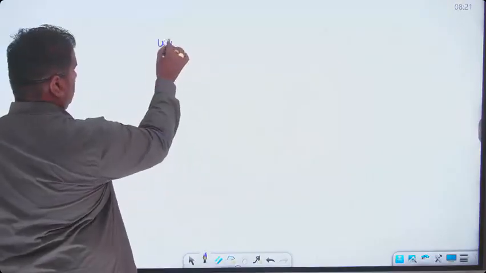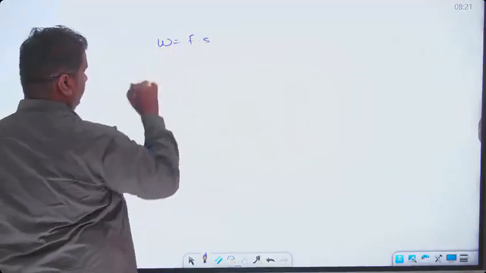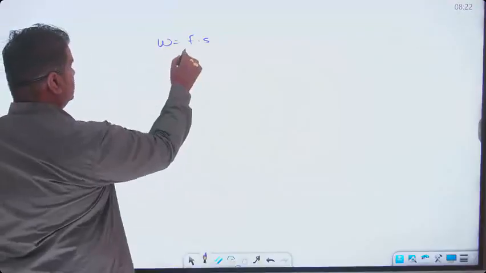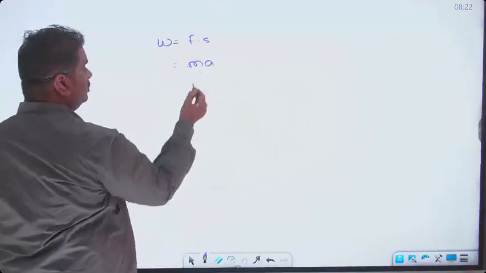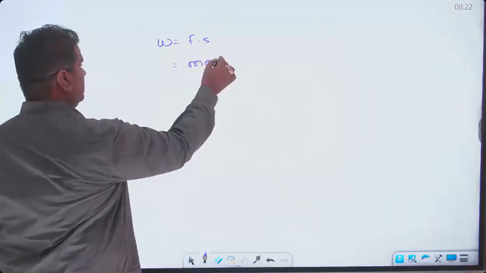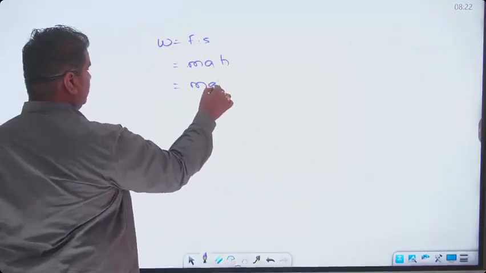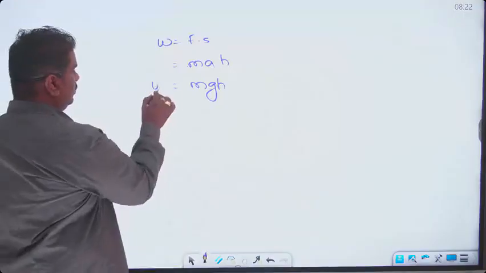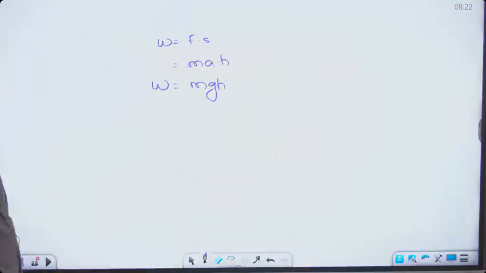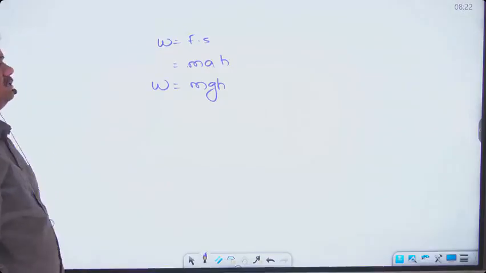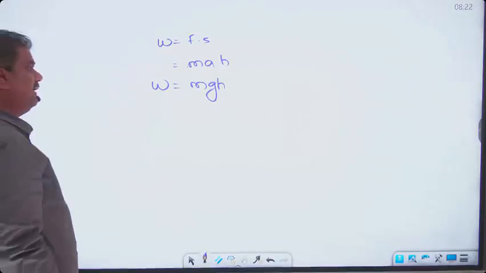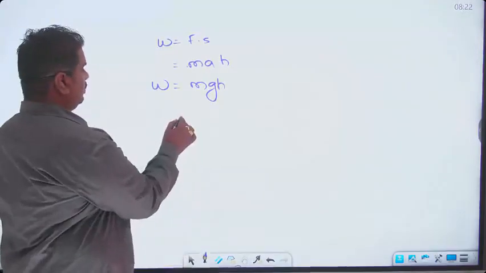So work equal to F dot S. But what is force? Force equal to mass into acceleration. S and H both mean the same. So in place of M into A we can write G. So W equal to M into G into H. A and G are both the same. So in the formula F equal to MA, instead of writing A, I am writing it as G. Similarly displacement and height both mean the same. So W equal to mgh.